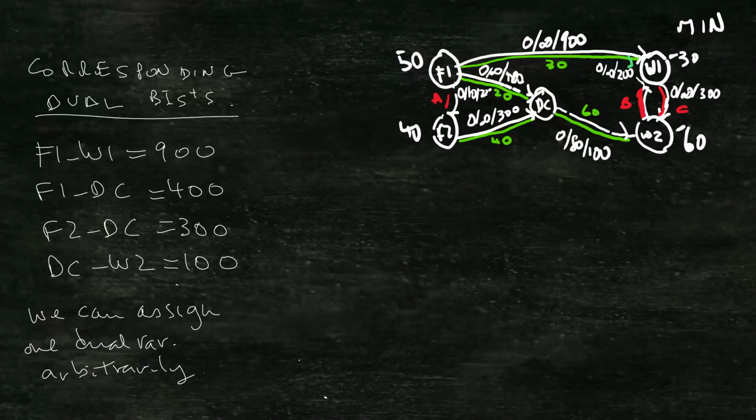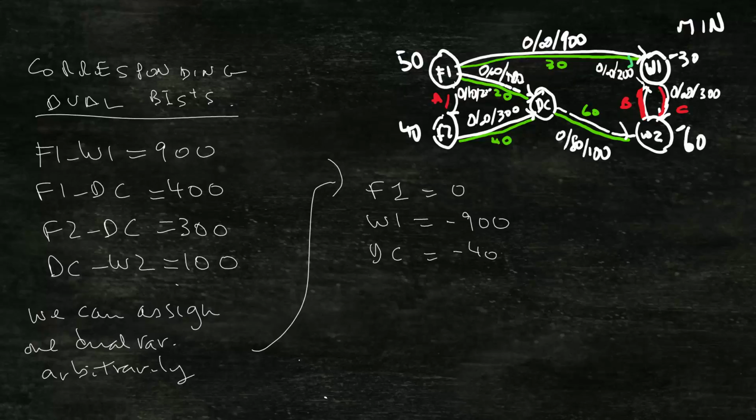So what we're going to do is we're going to then decide, let's say, set F1 equal to 0. And if we do that, then we get W1 equal to minus 900. And we get DC equal to minus 400. And we get F2 equal to 300 minus 100. And we get W2 equal to DC minus 100, so that is minus 500.